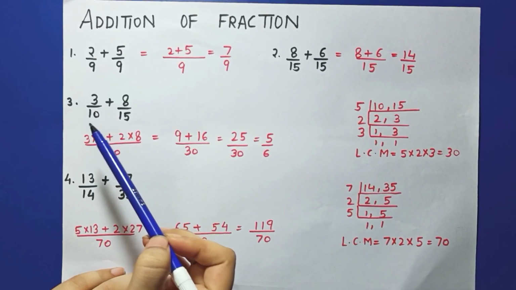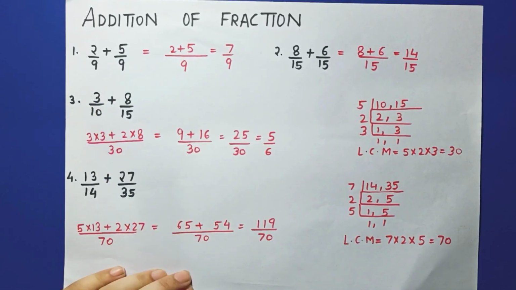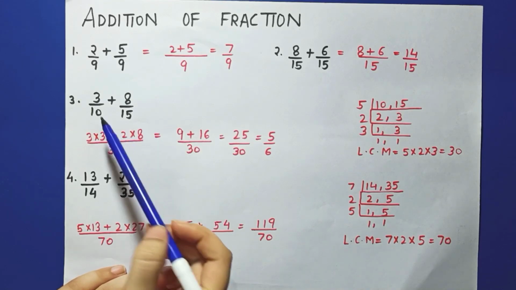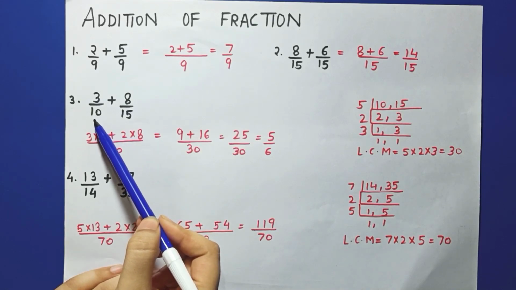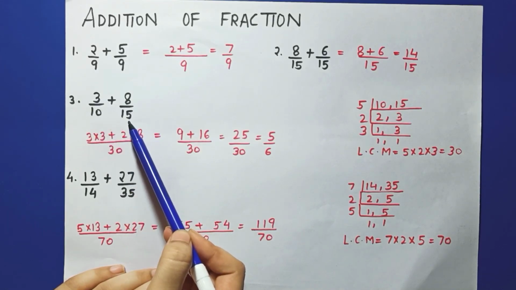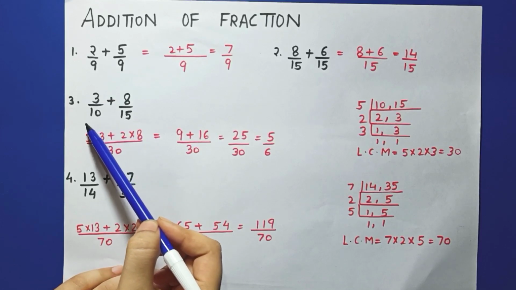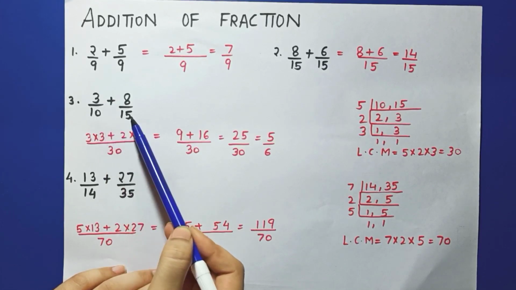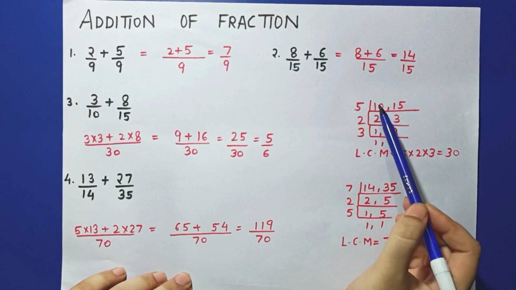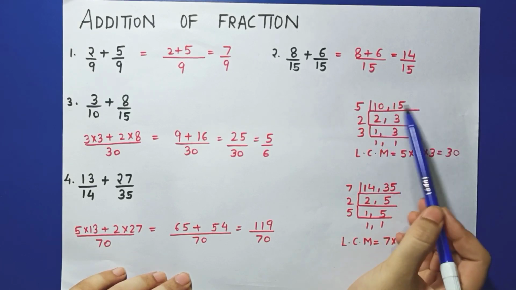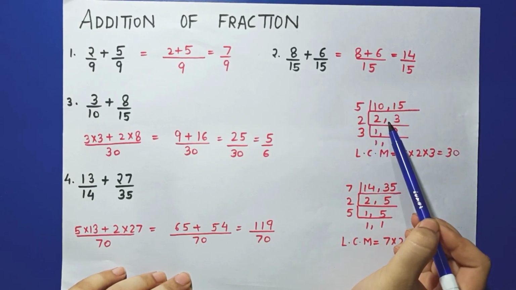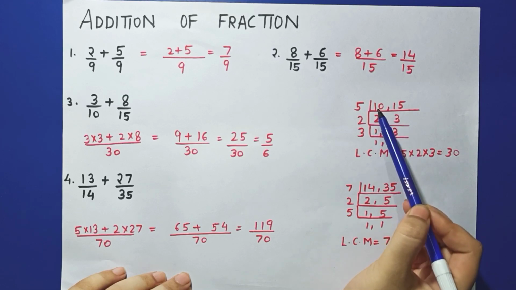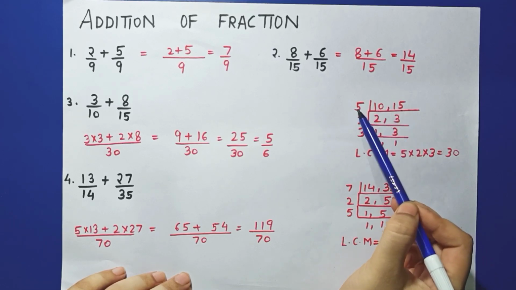So we see the next example, 3 upon 10 plus 8 upon 15. Here the denominator is 10 and in the next one the denominator is 15. So first we'll take the LCM of the denominators 10 and 15. How will we take the LCM? 10 and 15. So we'll divide by 5. 5 2s are 10 and 5 3s are 15. Why will we divide by 5? Because 10 and 15 both are divisible by 5.